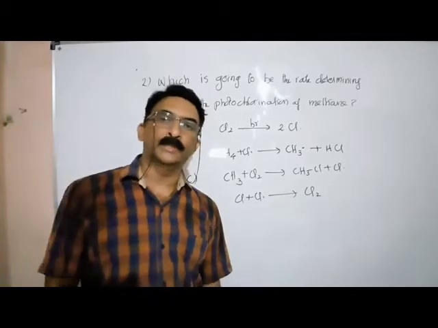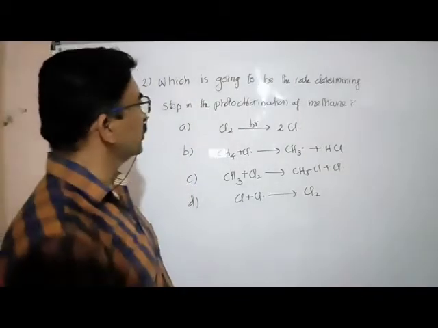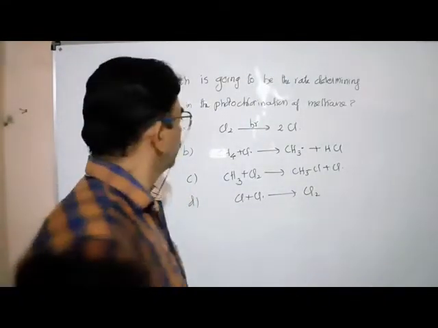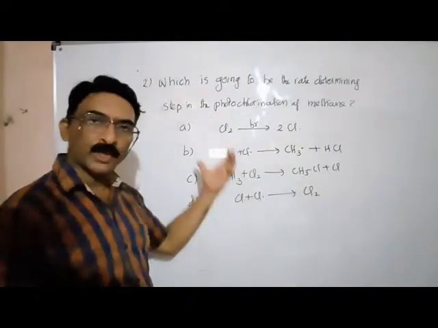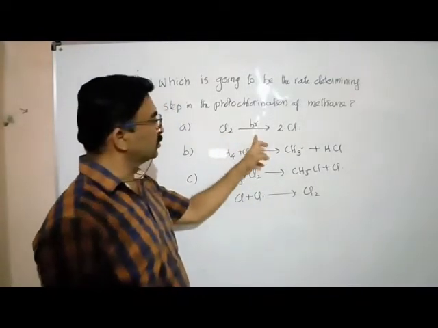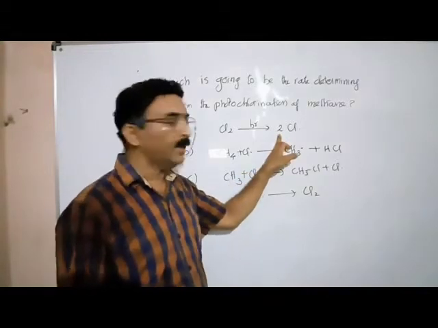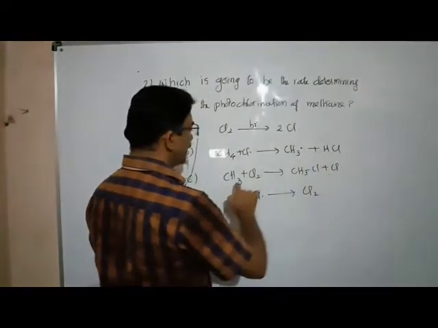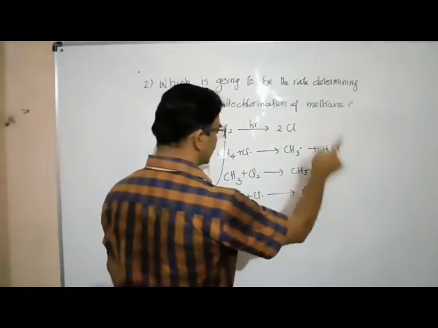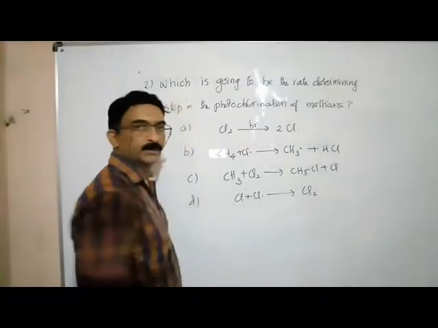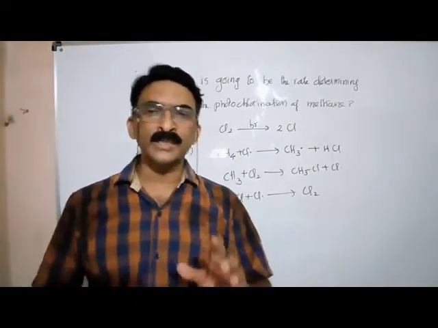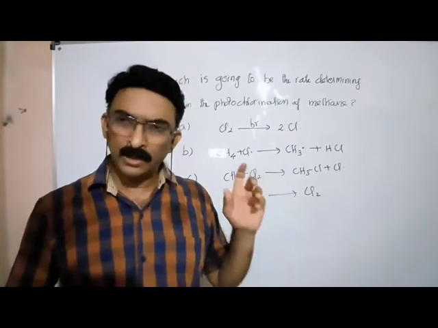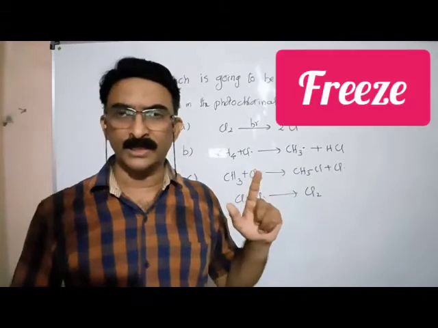The next question, question 2: which is going to be the rate determining step in the photochlorination of methane? All these steps we are familiar with. Cl2 in the presence of h nu, sunlight, UV ray, giving 2 chlorine free radicals. CH4 plus Cl giving CH3 plus HCl. CH3 plus Cl2 giving CH3Cl plus Cl. Cl plus Cl giving Cl2. This is not a point I have mentioned while we discussed this because it's an extra point. Try to apply your logic. We will discuss that. Okay, freeze.